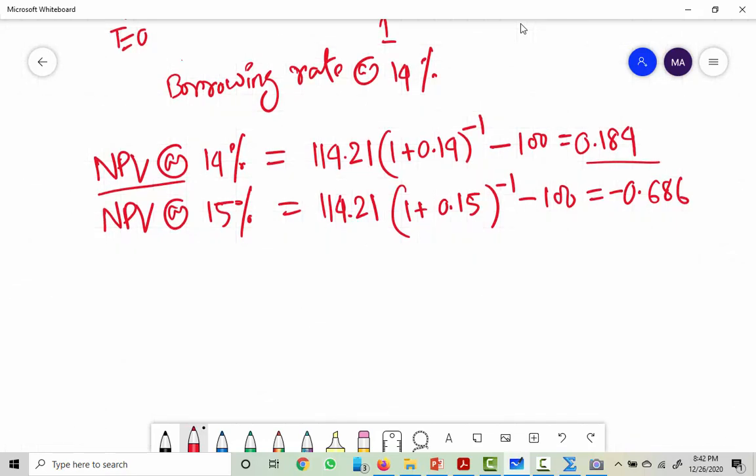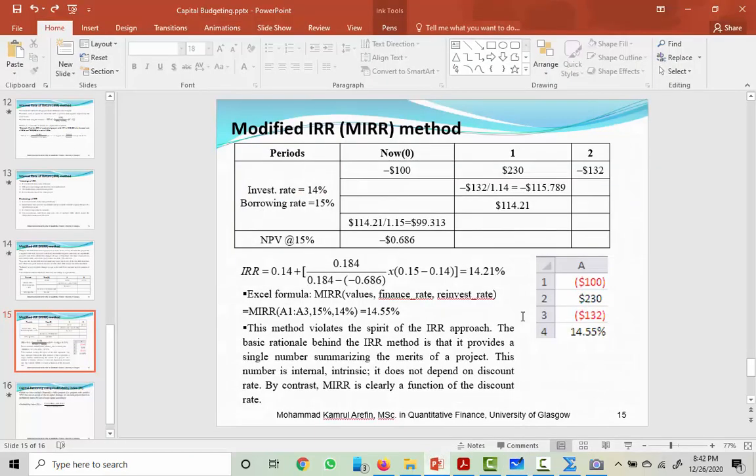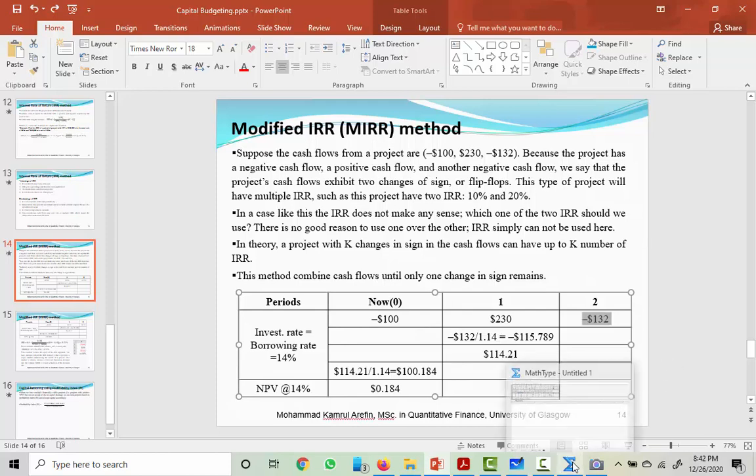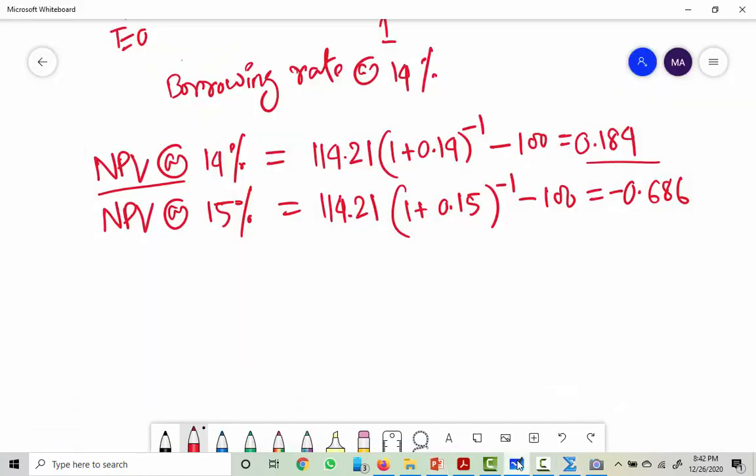So this will be called modified IRR, because we already brought this cash flow to period 1 and made some adjustment there to get only one change in sign, so that we can get only one IRR. Because we have done some adjustment with the cash flows, the IRR that we get from this method will be called modified IRR.